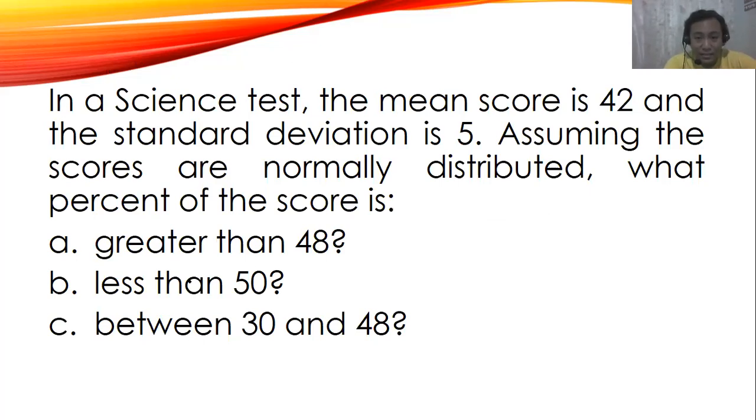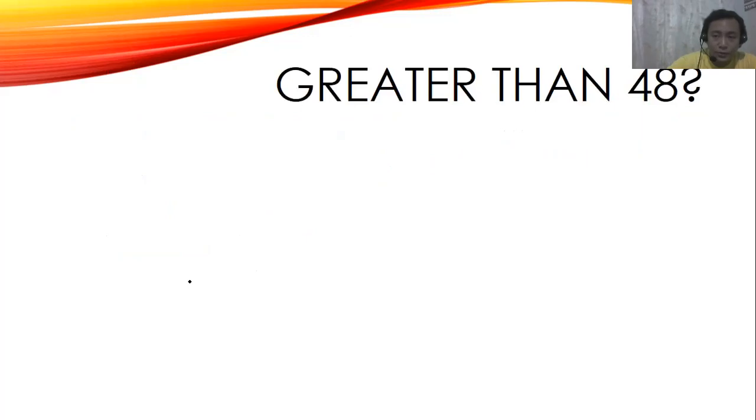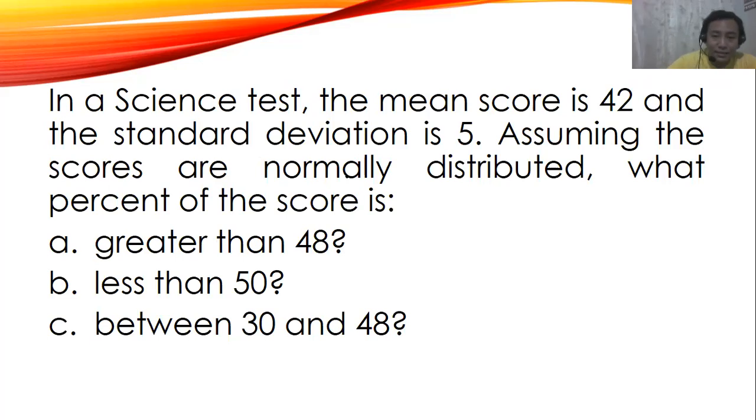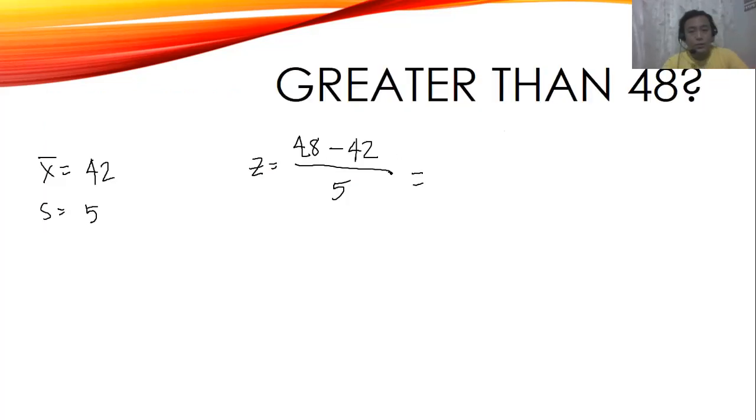Last example, in a science test, the mean is 42 and the standard deviation is 5. Assuming that the scores are normally distributed, what percent of the score is, the first one is greater than 48. Mas malaki sa 48. Again, so for a greater than 48, ang mean natin ay 42. And the standard deviation ay 5. So to solve for the z-score, we have 48 minus 42 all over 5. Wait, the question is, what percent? Oh, don't forget that. What percent of the score? Percent ang tinatanong ha. So 48 minus 42 is equal to 6 divided by 5 is equal to 1.2.